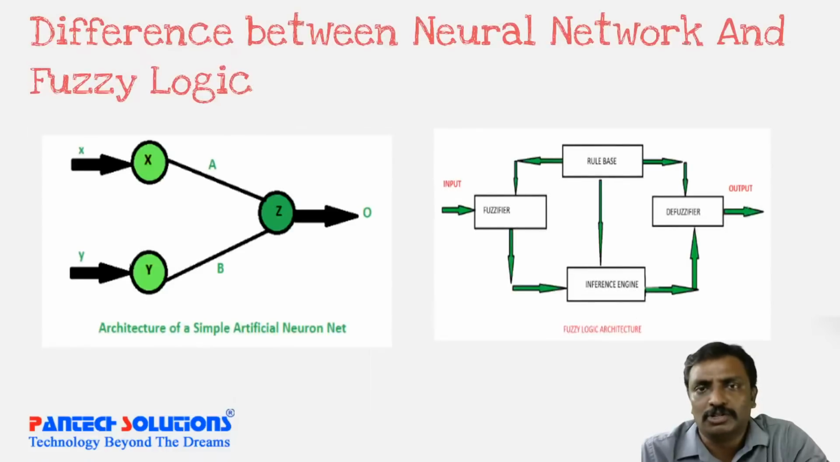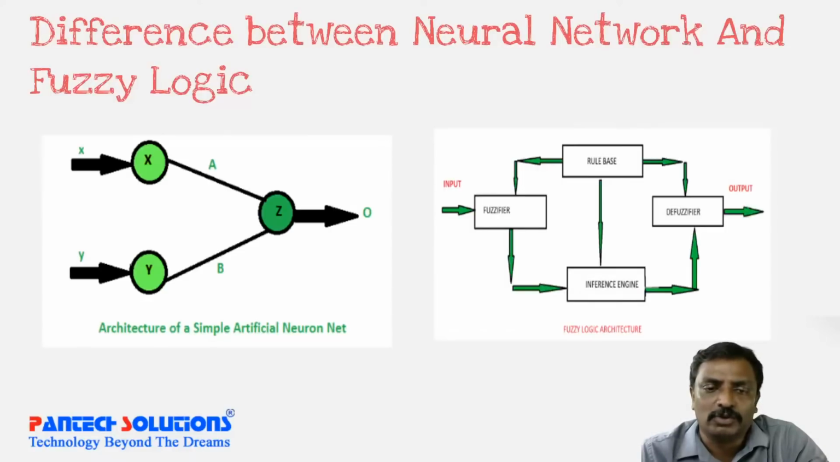Coming to neural networks versus fuzzy logic: what is the difference? A neural network is based on learning, whereas fuzzy logic is based on classification. Classification in the sense that it needs an expert to write the rules for the system. A neural network learns from its own data sets. It has its own learning. Whereas a fuzzy system needs an expert to write the rules. Once the rules are framed, it takes decisions based on them.